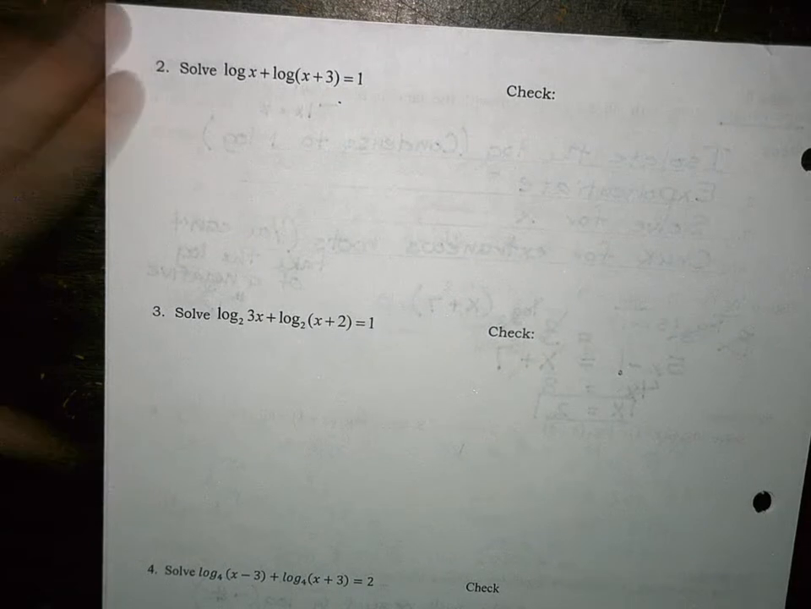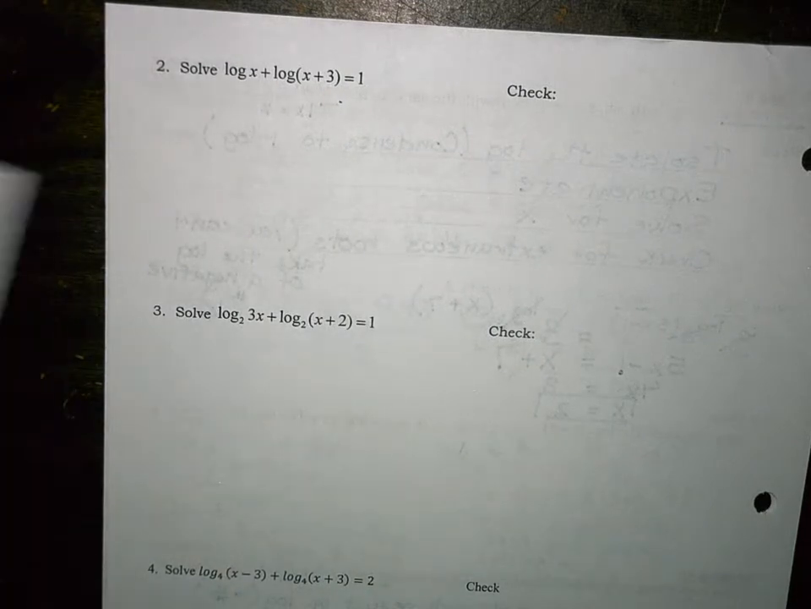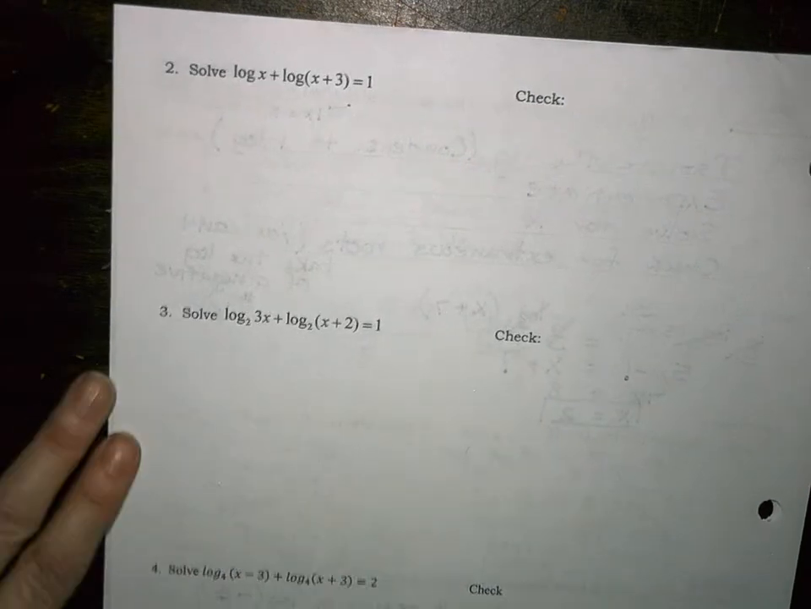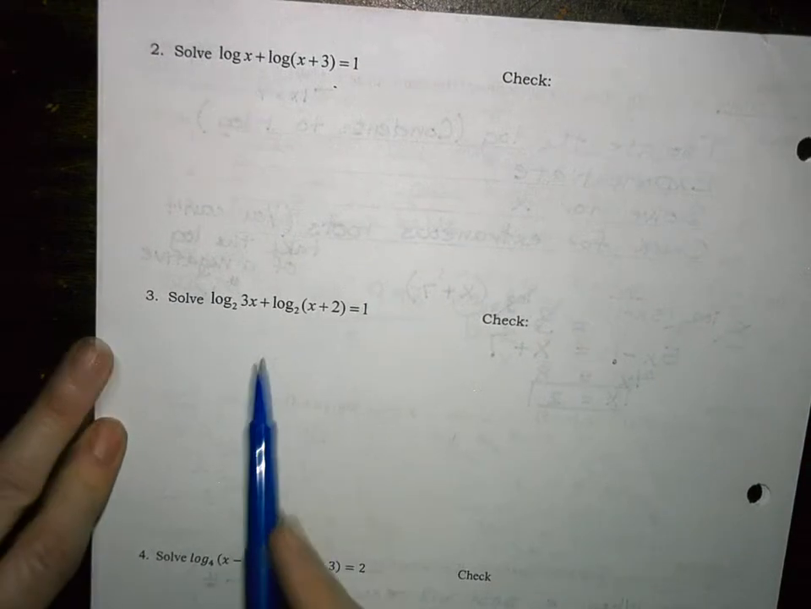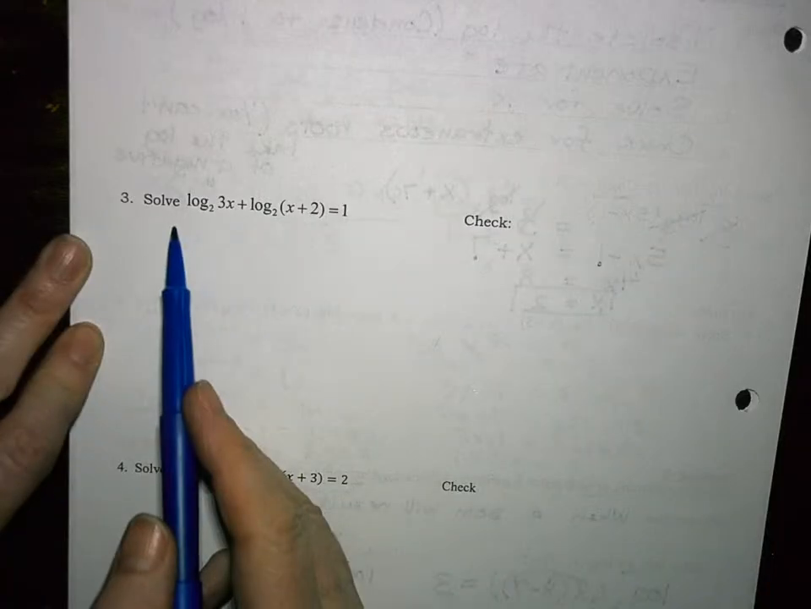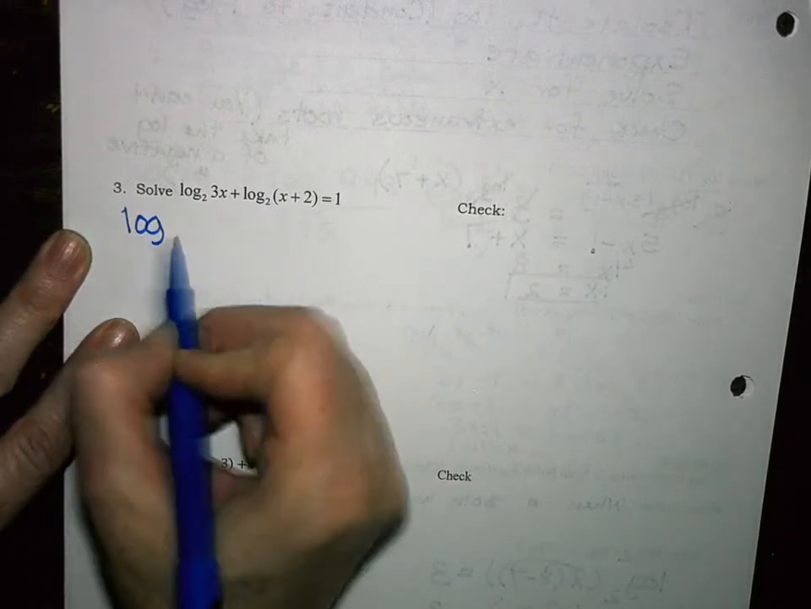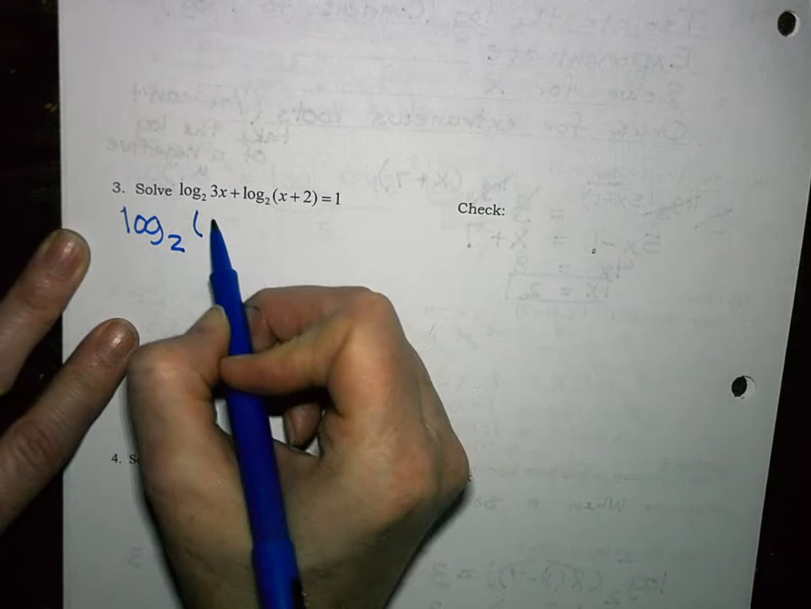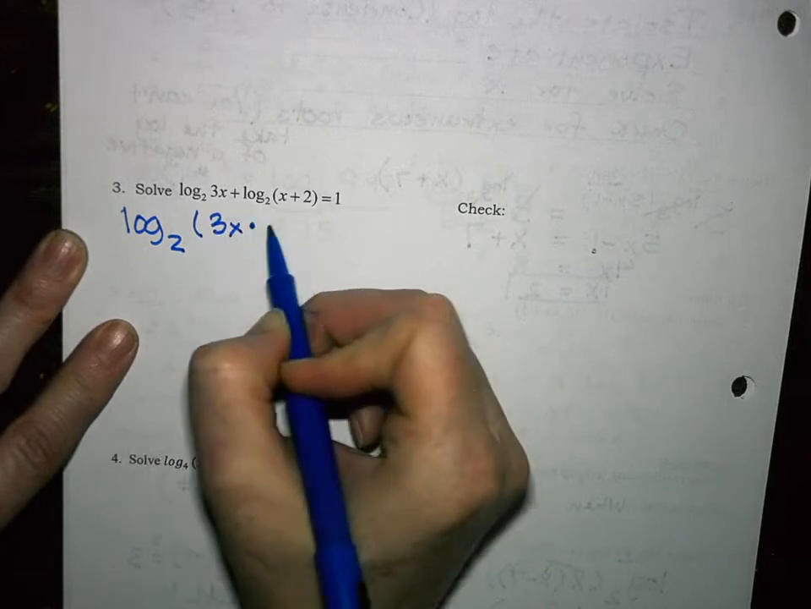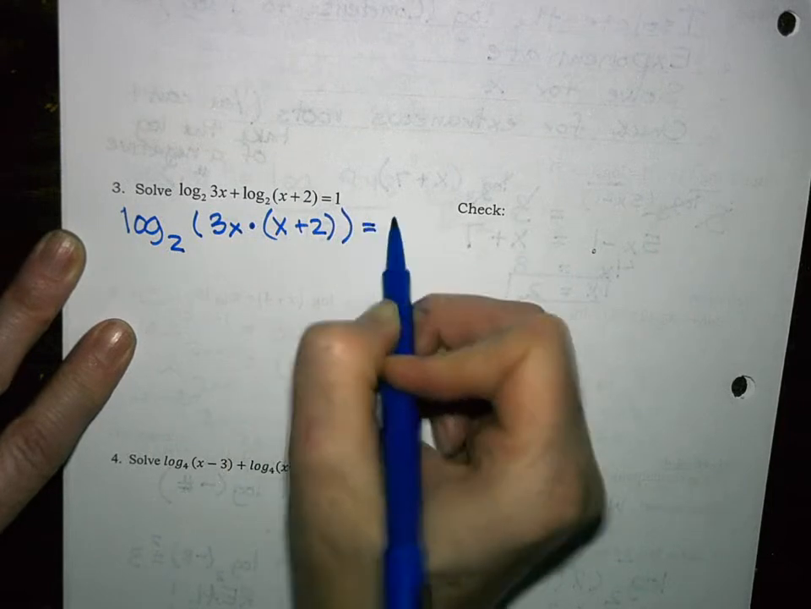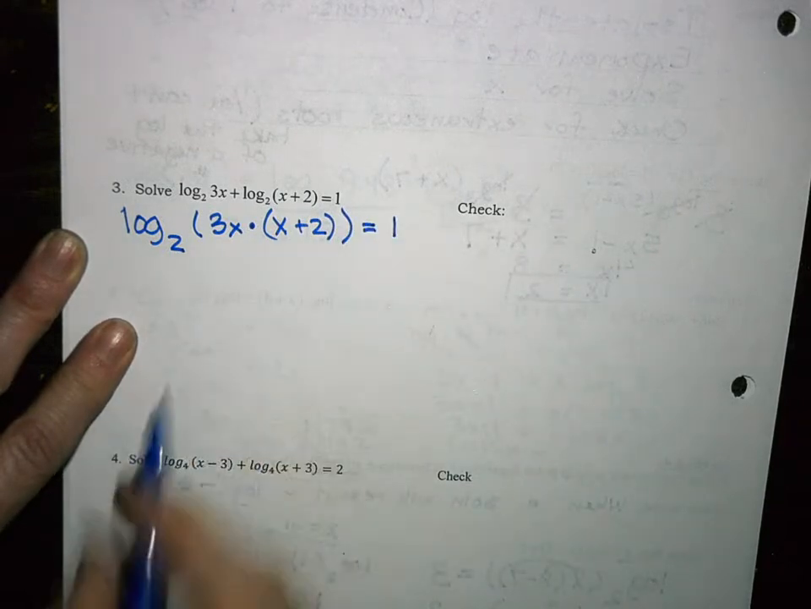Okay, let's move on. We'll do one more, and then you guys will do the next 2. Let's take the middle one. I think that's the most challenging, so let's check it. First I'm going to condense. I take the log base 2 of 3x times x plus 2. That is equal to 1.